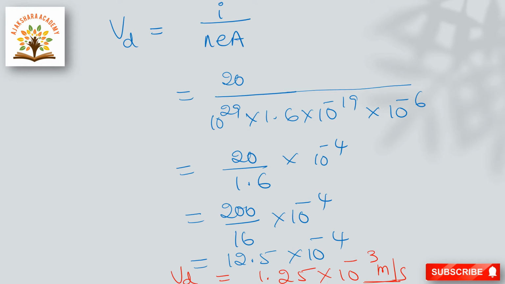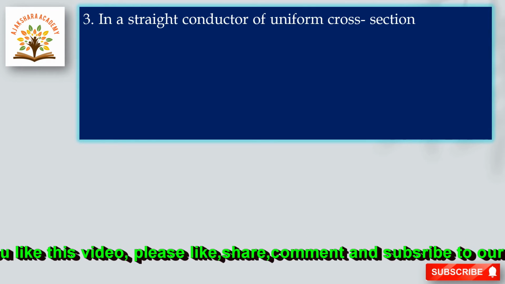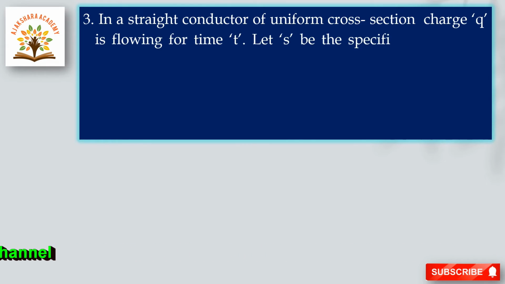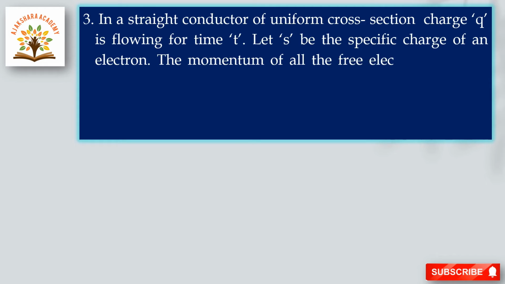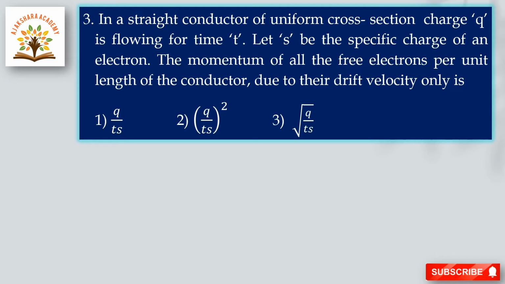Okay. Next, we will go to the next question. In a straight conductor of uniform cross section, charge Q is flowing for time t. Let S be the specific charge of an electron. The momentum of all the free electrons per unit length of the conductor due to their drift velocity only is? Here we have to calculate the momentum. Now let us go to the solution.